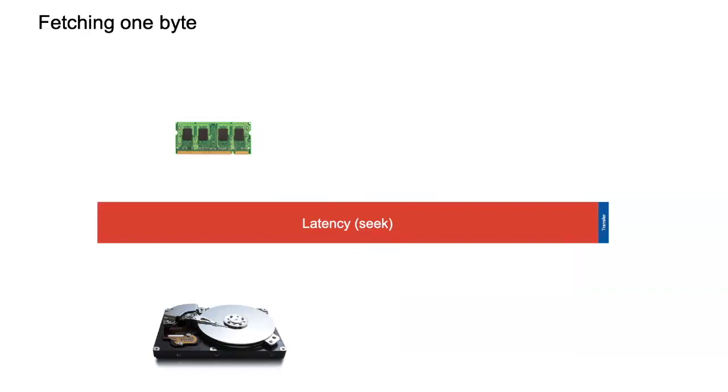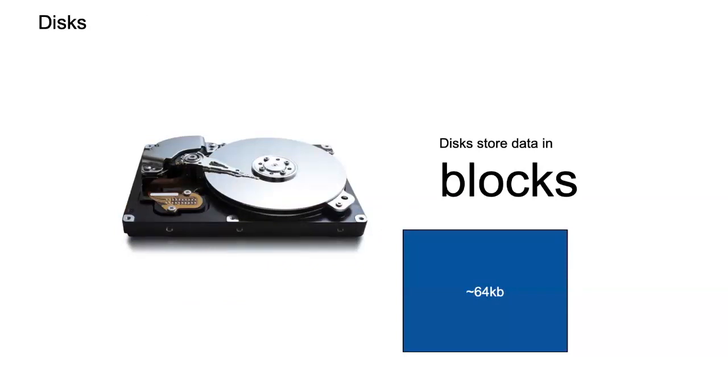That's the reason why we actually don't do that. We never read byte by byte from the hard drive. Instead, what we do is we read in blocks. So a typical size on the file system of a block is probably 4 kilobytes.